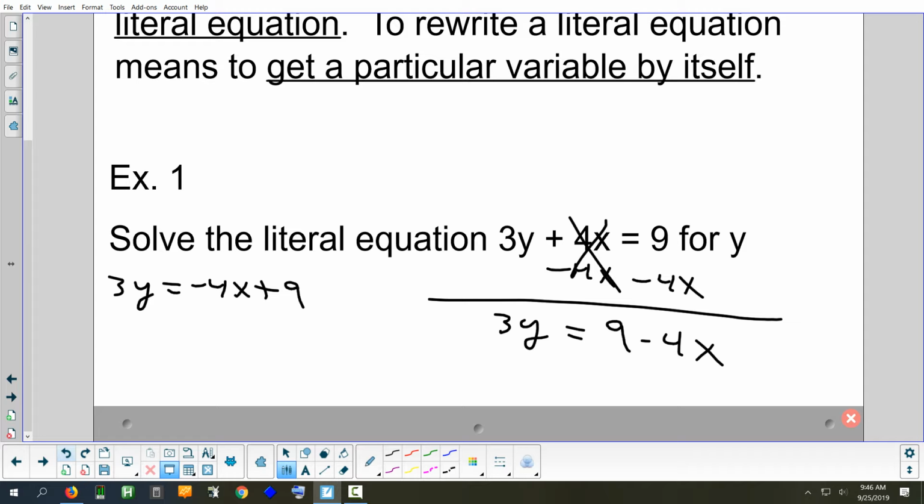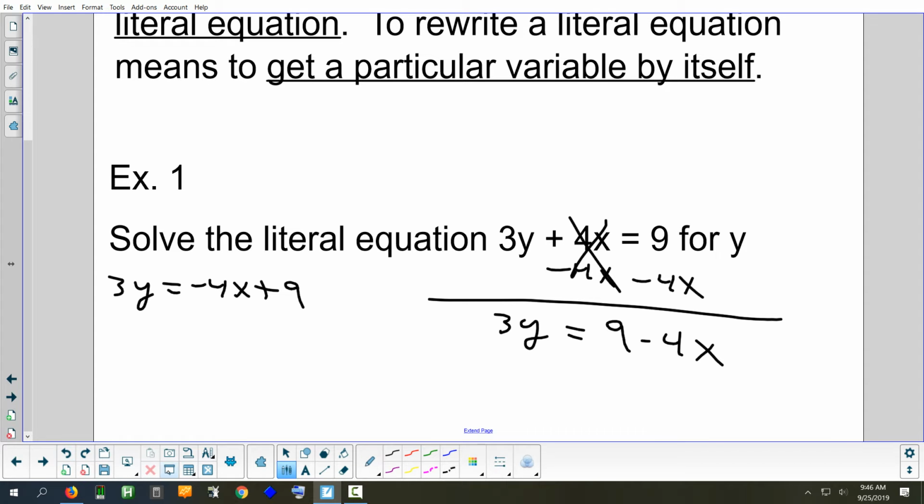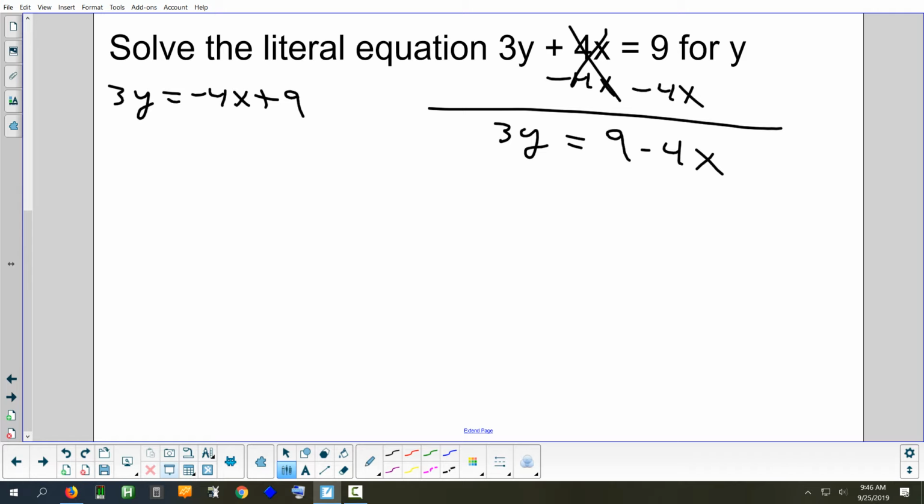Is the y by itself? No. What's the last thing I have to do to get y by itself? Yeah, divide by 3. Now, where do we divide by 3? I don't know, but I have a question.